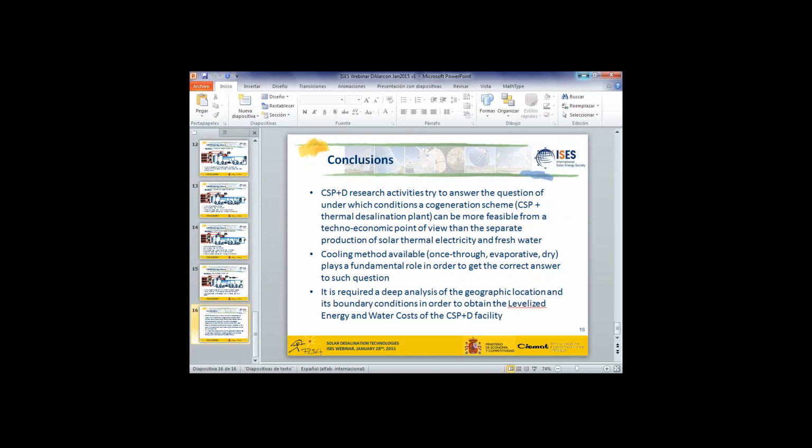I have not put any slide in this presentation because it's a study that is going to be published in the next weeks, or maybe in 1 month, in the Desalination Journal. We have made a case study for one location in Almeria in Spain and also another one in the Middle East. And I have to say that the typical cost of this kind of scheme could be around €1 per cubic meter of water produced, with an electricity cost of around 18 cents per kilowatt hour. That's the value that we are currently obtaining with this kind of cogeneration plants working with solar thermal.